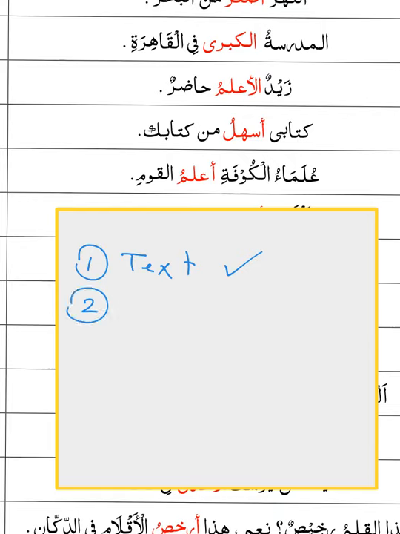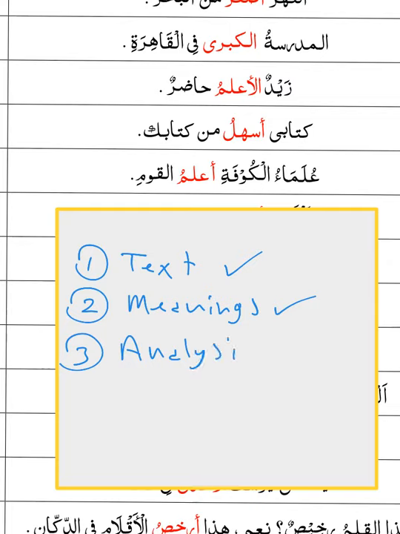The second thing we do is the individual meanings of the words. We check them in the dictionary if we don't know the meanings, and I am assuming you have done this. Then we move on to step 3, which is analysis. This order is really important if you want to build your Arabic capacity and capability. Following this order is extremely important. So we have here the basic analysis, very simple sentence.